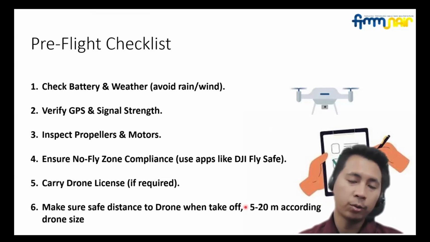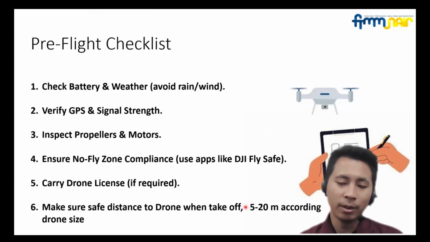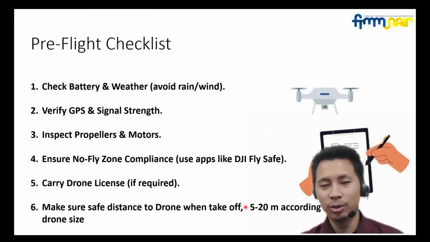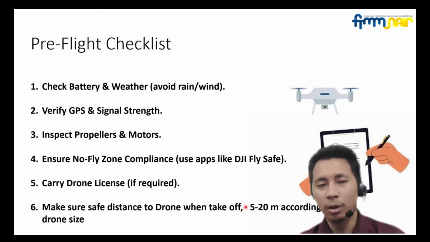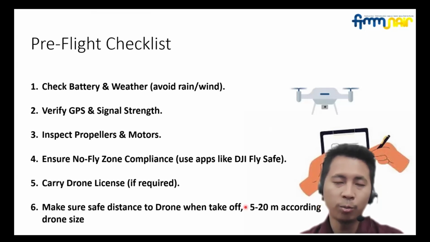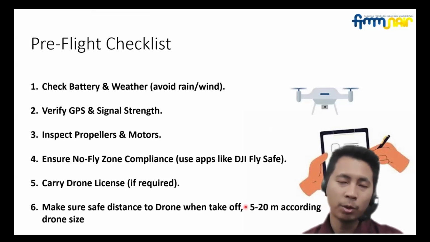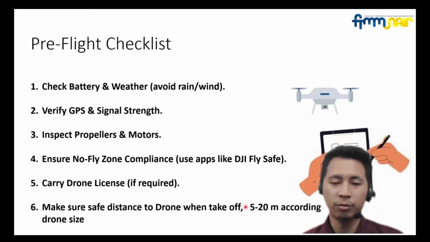The bigger the drone, the more distance you have to put before the drone takes off. But if you are using a very small drone, for example like your thumb, I think it is okay if you just fly it on your palm, because it's just a small toy. But if it is a professional drone, I think there should be at least 5 meters of horizontal distance to your drone before takeoff.